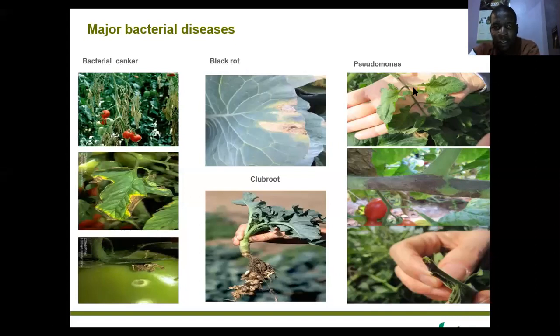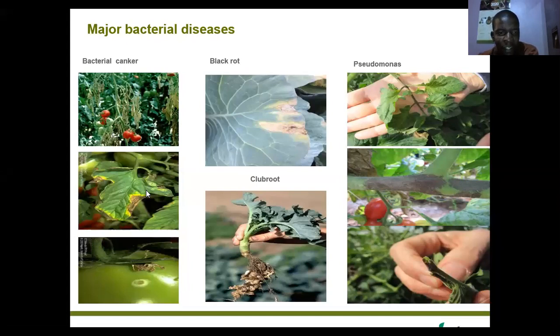So, like I said, we've got the bacterial canker, which appears like this, and at the early stages, you may mistake it for early blight. But the difference is that in early blight, you have some brown patches, almost the whole leaf is affected, and it has some concentric rings. But with bacterial canker, you have these brown patches on the edges of the leaf.